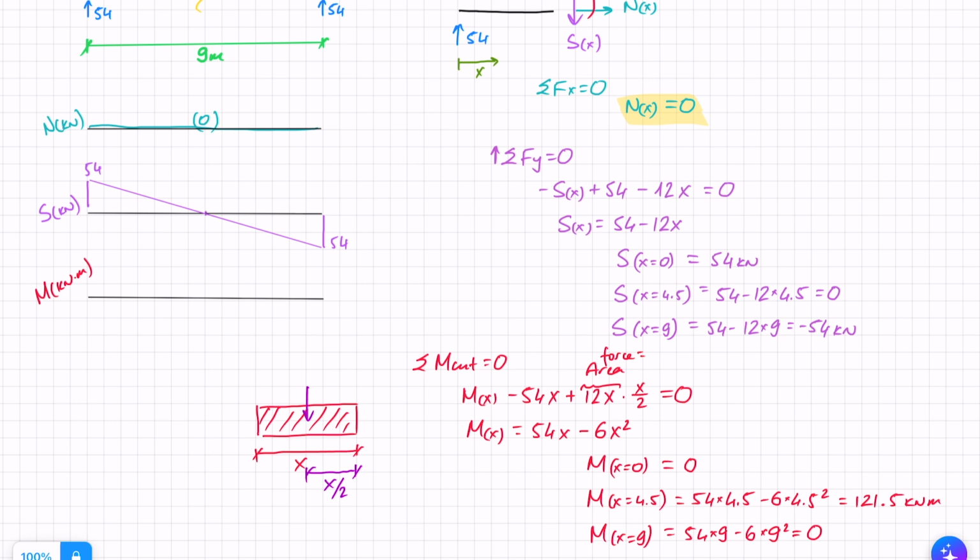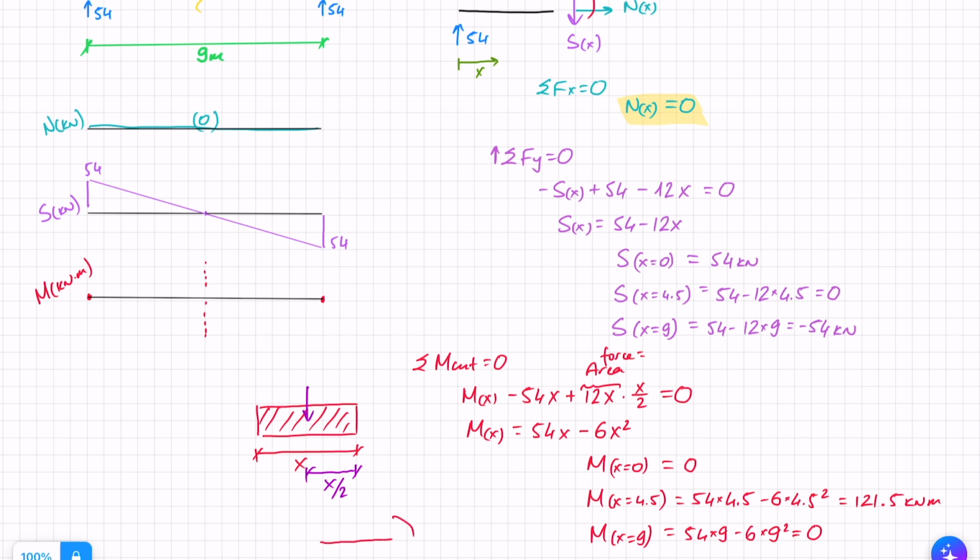My question now is, what side do I draw that? So I've got 0 here, I've got 0 here, and now I've got 121.5. Do I draw it here on the top? Do I draw it here on the bottom? Let's figure that one out together.